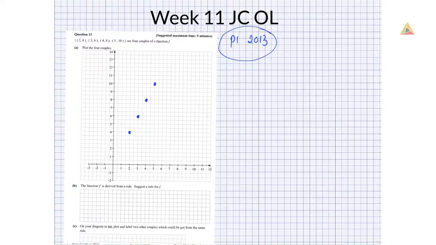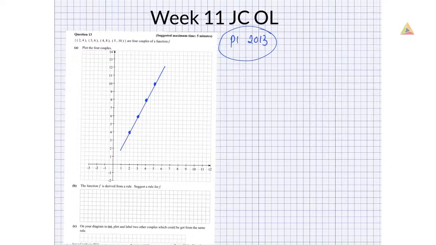So then what you do is you get your ruler and you're going to join all of the points up. And again, you just draw the best fit line you can. So that's the first part done. Now, part B. The function f is derived from a rule. Suggest a rule for f.